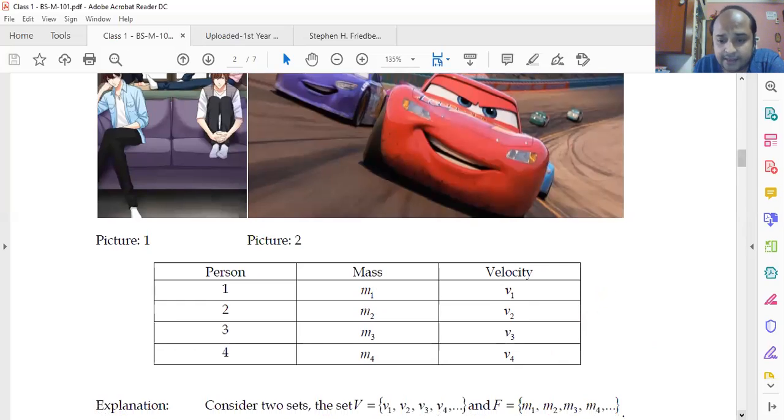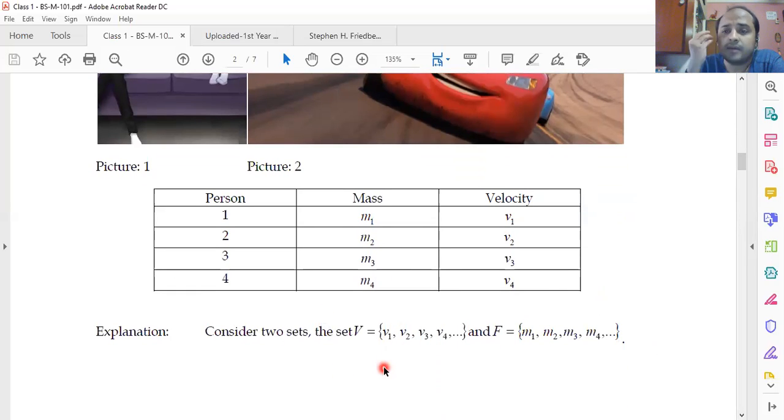Now, if I consider a set capital V, where I am considering all possible velocities that we can consider, and another set capital F, which is a set of masses, where I can consider all possible masses of the persons, then it is pretty obvious that this set V is an infinite set, because it contains all possible velocities. And this set capital F is also an infinite set because it contains all possible masses. So without any loss of generality, I have considered set V as an infinite set and set capital F as an infinite set.